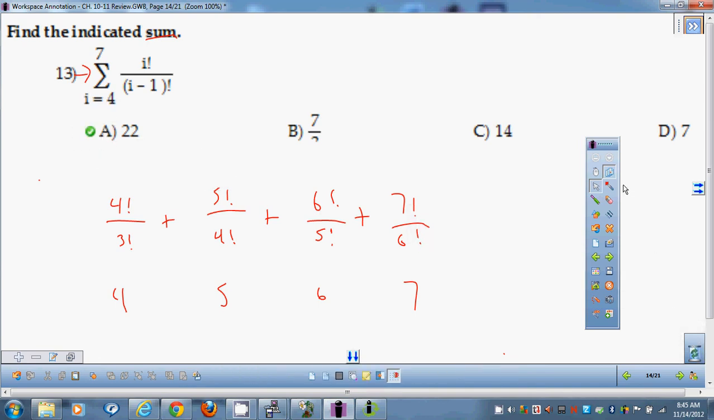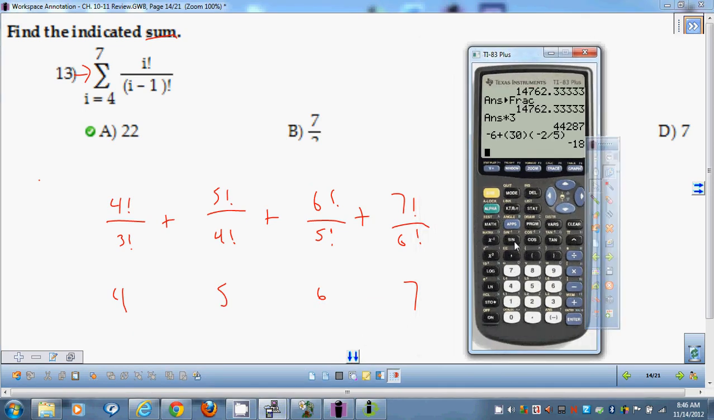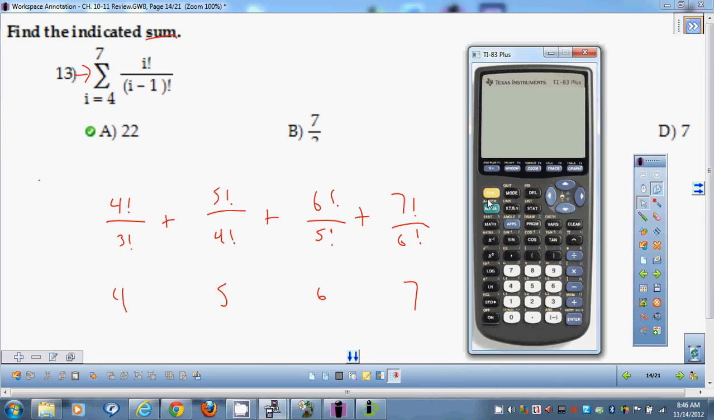Now, if you're a calculator junkie, I'll show you how to do it like that on there. Second, stat. Scroll all the way to the right. Sum. Second, stat. Scroll only one to the right. Sequence. Put in your formula. Divided by x minus 1. I'm going to need double parentheses here.